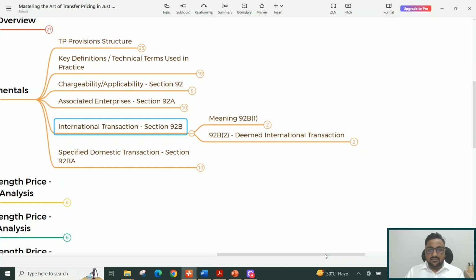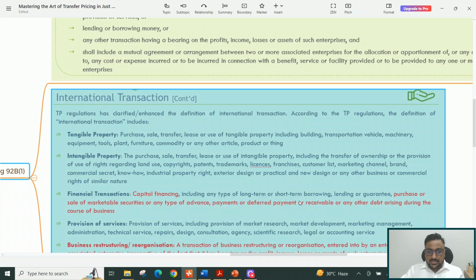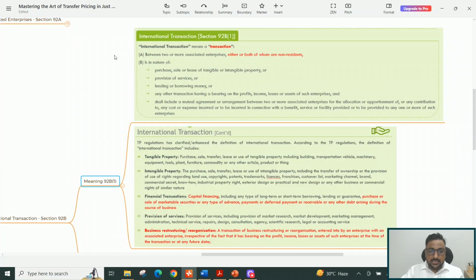Let me just share the screen and we'll discuss what section 92B is all about. If we see section 92B, there are two subsections predominantly. First is 92B1 and the second is 92B2. Now under 92B1, if I just show you what 92B1 is all about, basically it defines the term international transaction.